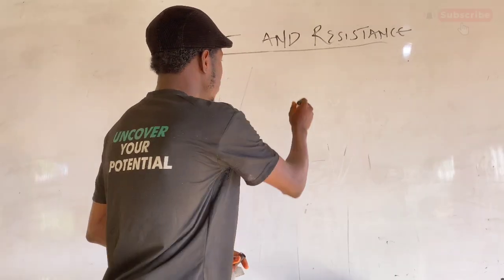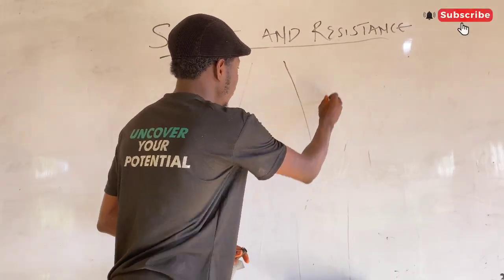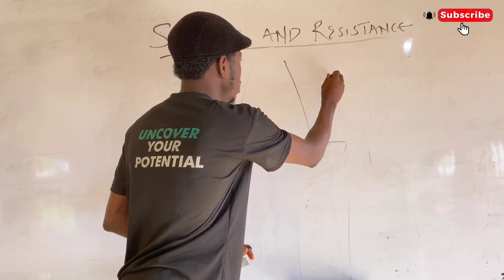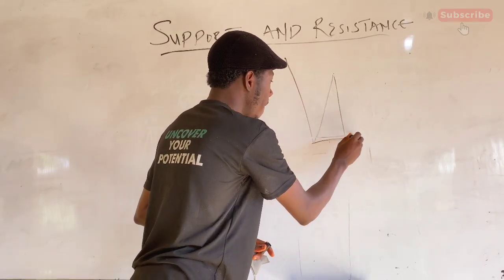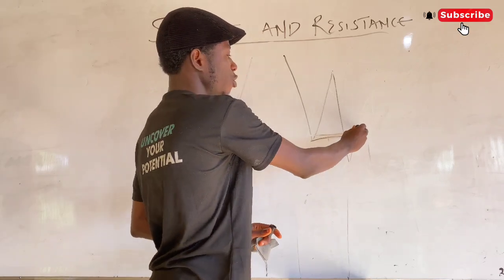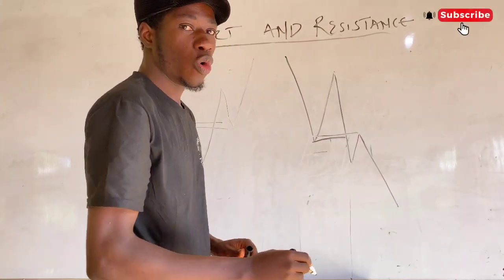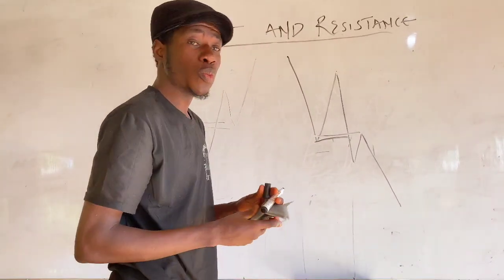And likewise the same for resistance. So if we have a support level like this and price trades below that level, there's a likelihood that price will come back to retest that level before continuing lower. Now let's apply this to market structure.